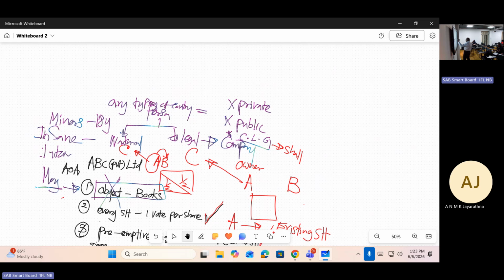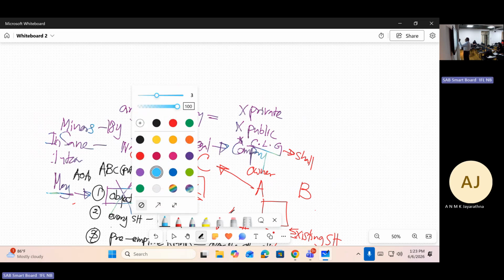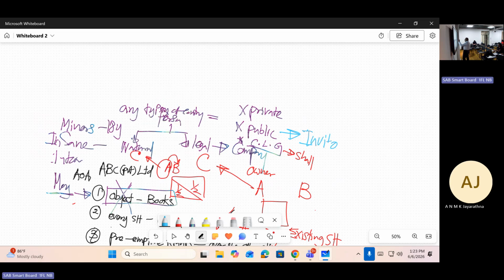A public company can invite the public to purchase the shares. Invite the public to purchase the shares. Right?